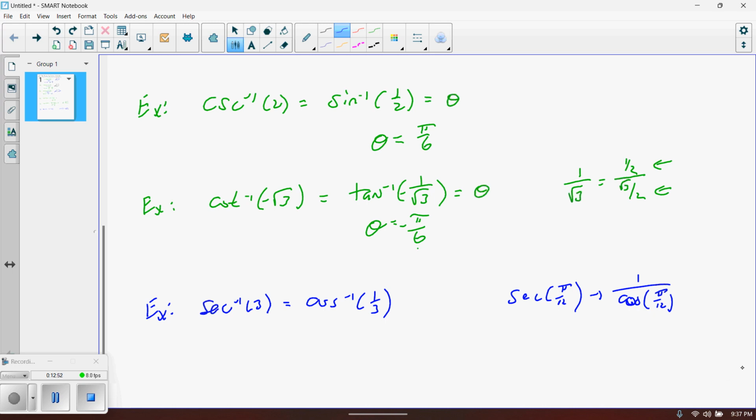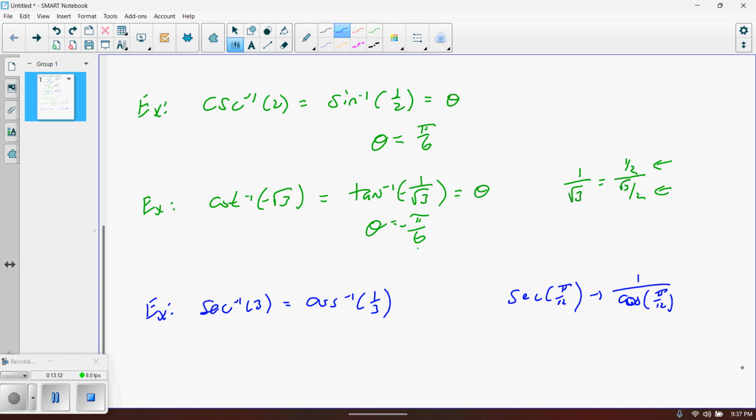So if you want to find the inverse secant of 3, you really find the inverse cosine of 1/3, and you would just plug that in your calculator. Now keep in mind that the calculator is going to spit out the acute angle here for this. So it will give you whatever the standard acute angle is going to be.